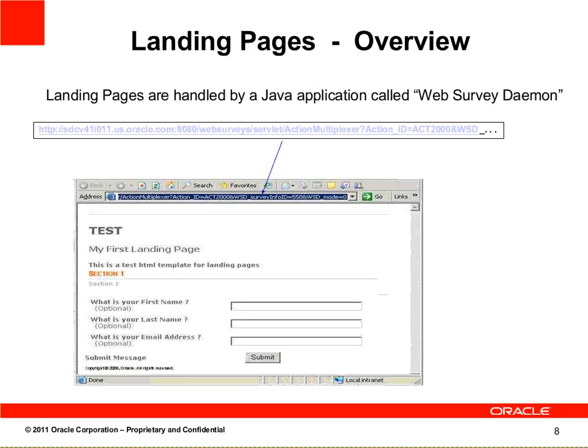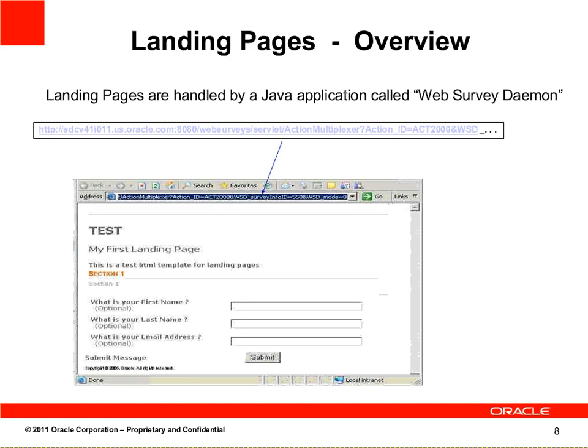Okay. When you navigate to a landing page, you see that the URL contains a host name, a port, and web surveys. Now, what is behind this? Behind this, there is a Java application, a very light Java application. It's called a Web Survey Daemon, or WSD. This WSD is installed as part of the Email Marketing Server Suite.